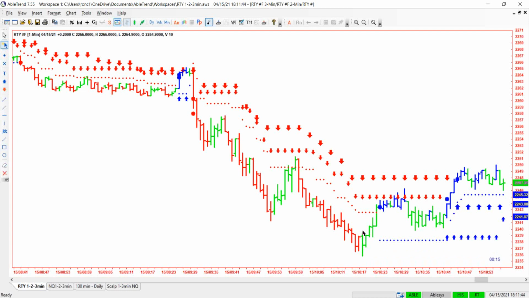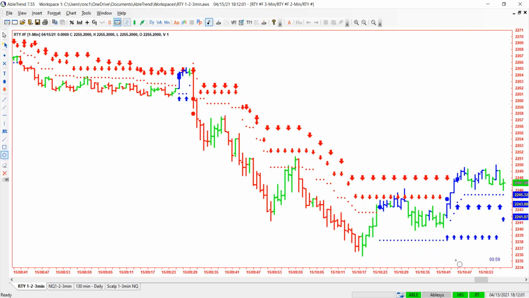Stop goes 2 points above the top of the green bar. Right there, we're stopped out. But that worked out kind of nice. I mean, that was 10 points, which is $200. What's also, to me, just as important, if not even more important, are the no trade zones.